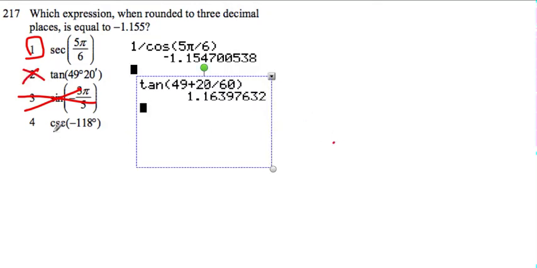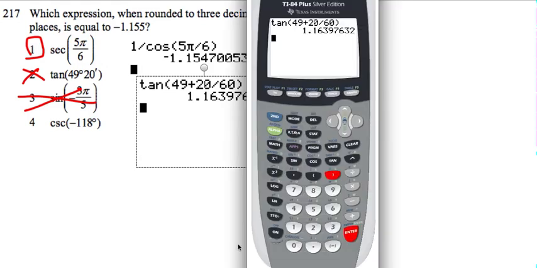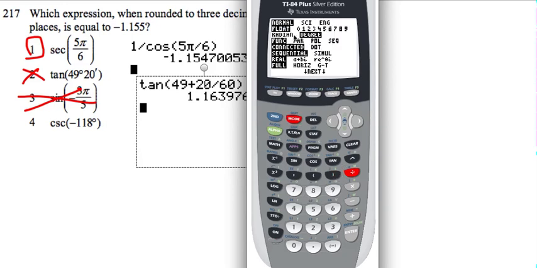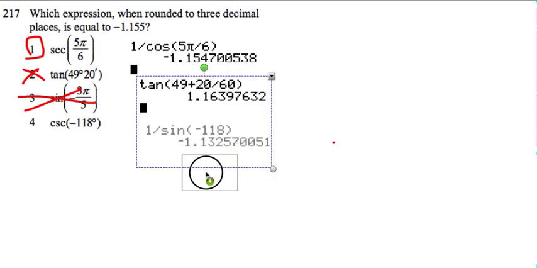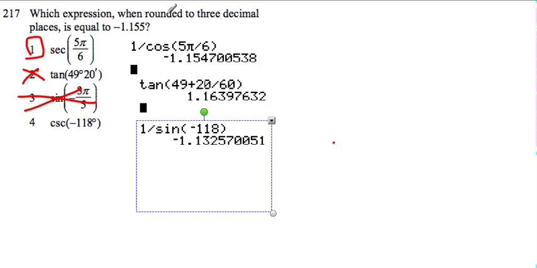How about cosecant? Cosecant is in fact the reciprocal of sine. So we're going to put that into the sine here: 1 over sine of negative 118 degrees. Now I'm just going to check the mode, and it's in degrees. Good. Now we just press enter, and as you can see, that wasn't the answer we are looking for. That's also out. So the first one is correct.